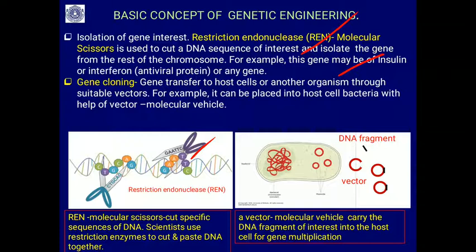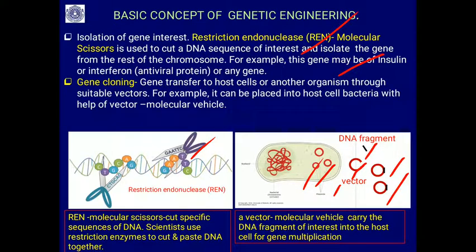For this, we need a vector or a molecular vehicle. This molecular vehicle will always be a small circular DNA. We cut this in a specific way, and whatever gene of interest we have, we can insert it, and we can make the organism multiply this. This is what you can see, molecular cloning or gene cloning.